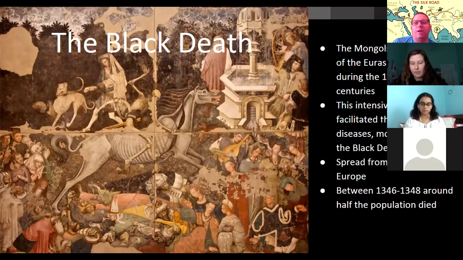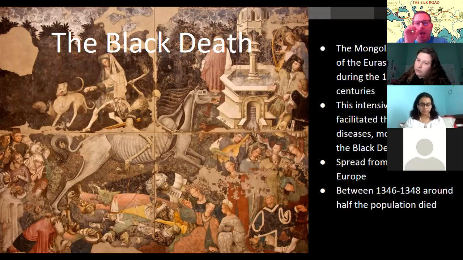And then, of course, the granddaddy of all of these diseases would be the Black Death. This comes out of China and comes into Europe. It is the most devastating of all of these diseases that are spread. It actually kills about half of the world's population at the time and almost three-quarters of the European population. So it is a devastating disease.